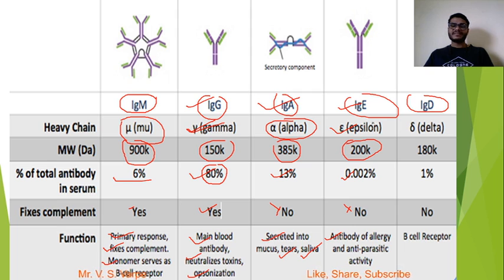Then the next and last one is the IgD antibody. It is called the delta antibody, and it has the delta heavy chains. The molecular weight is near about 180 kilodaltons, and the total serum present inside the body is just 1% only. Complement fixation is totally absent here, and the main function is as a B cell receptor. Then let's see them one by one.